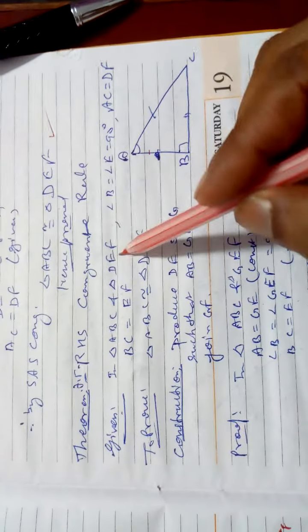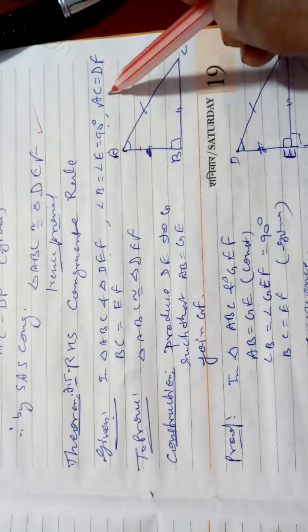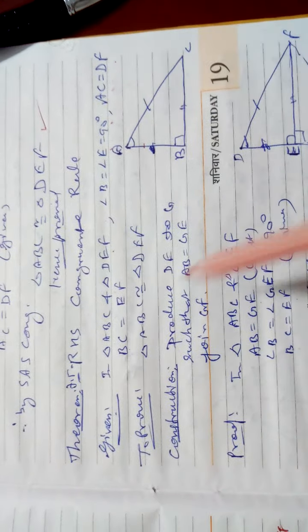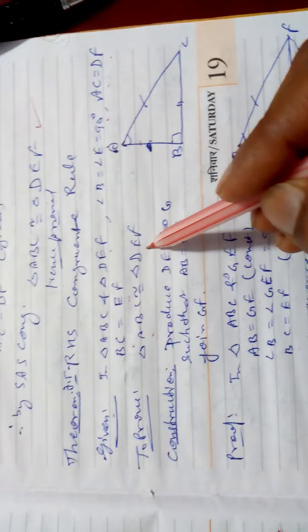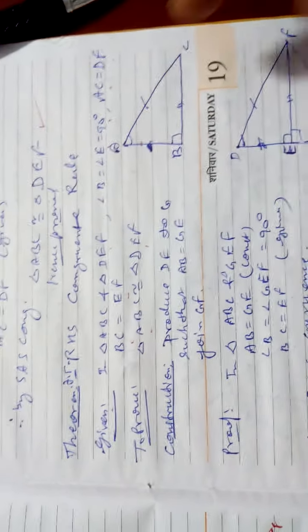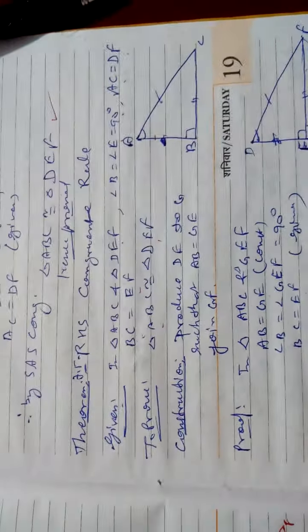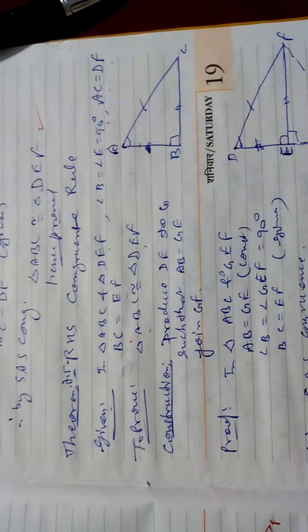Here, in triangles ABC and DEF, angles B and E are both 90 degrees, the hypotenuses are equal, and one side, BC and EF, is equal. You want to prove it is congruent. If you want it directly, then by RHS congruency it is proved. But you want to know why it is true.